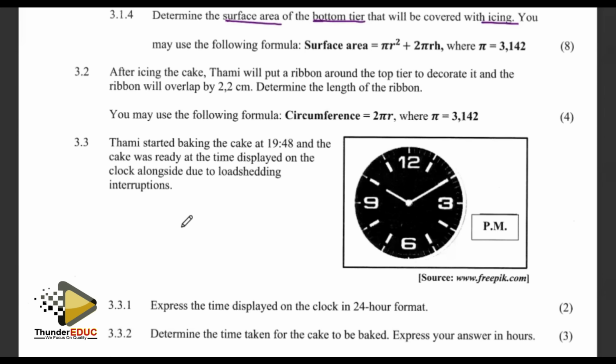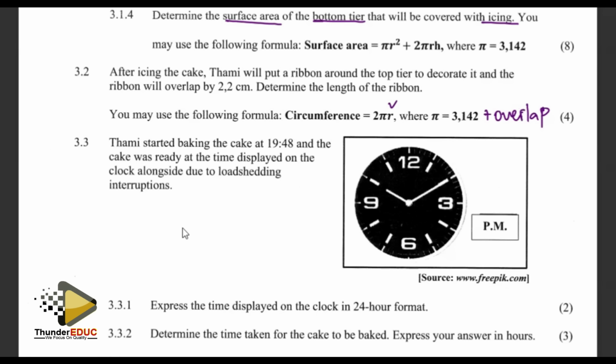After icing the cake, Tammy will put a ribbon around the top tier to decorate it, and the ribbon will overlap by 2.2 centimeters. Determine the length of the ribbon. In other words, we are going to look for the circumference plus the wrapping, the overlap. We shall add the overlap.